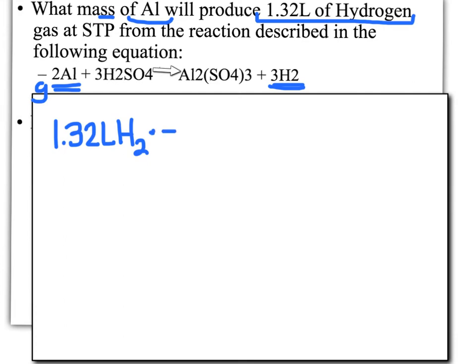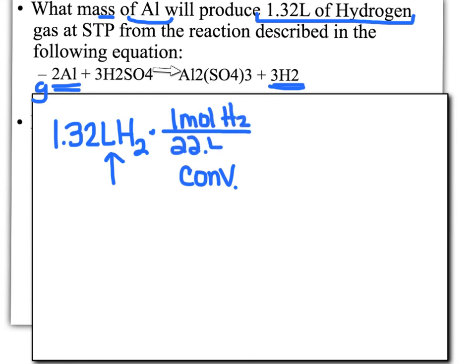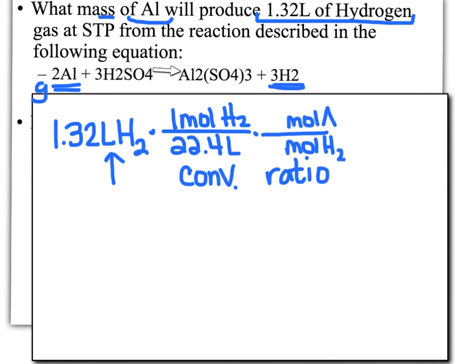All right. So our first step is our conversion step. Now, since they gave us liters, our conversion from liters to moles is that 1 mole of hydrogen gas, or any gas for that matter, is 22.4 liters. Our second step is our ratio. And our ratio is going to be between the one we were given, which is our hydrogen, and the one they're asking for, which is the aluminum. And the relation is, for every 3 hydrogens, we need 2 aluminums.